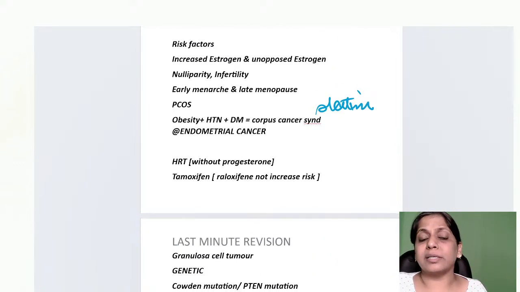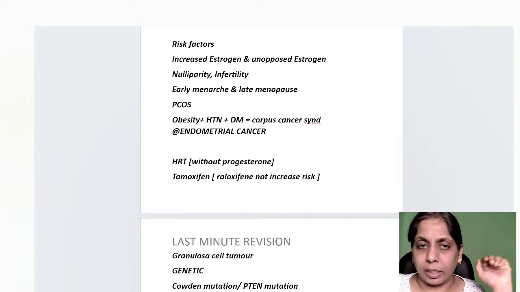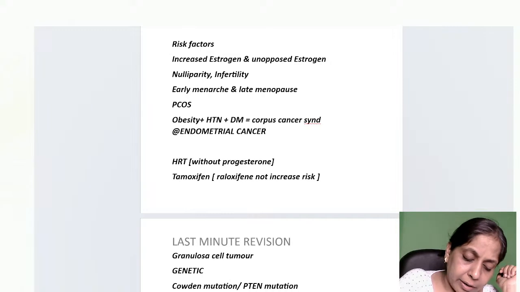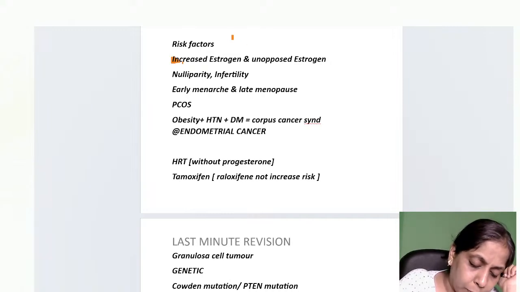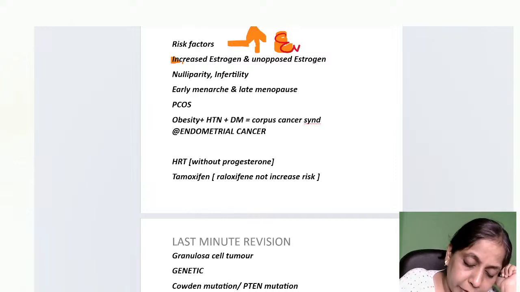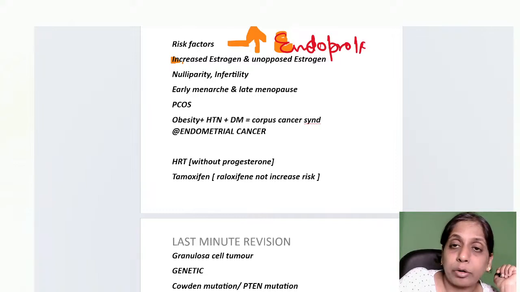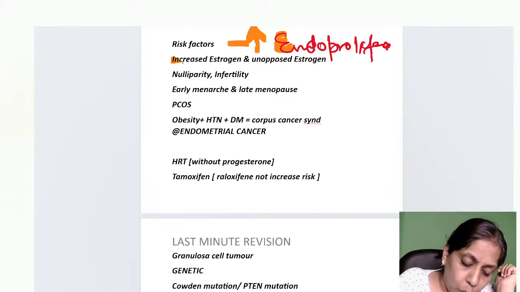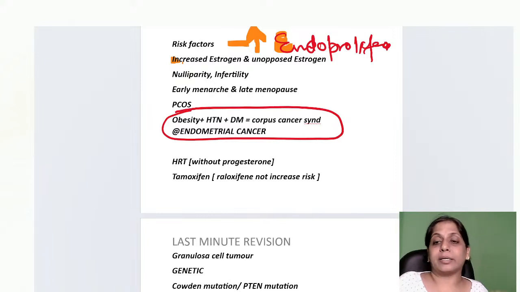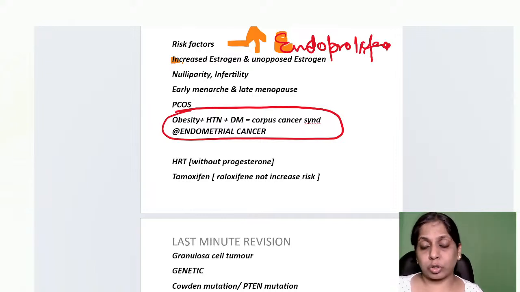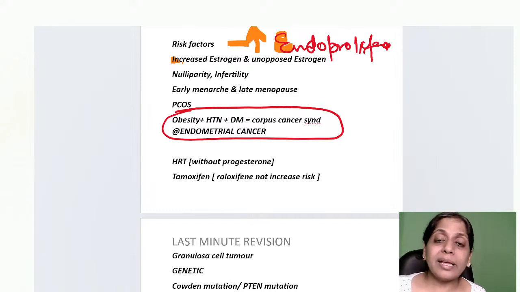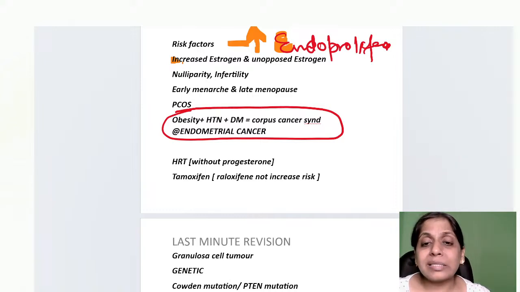Endometrial cancer risk factors are asked, nothing else is asked, don't worry. Endometrial cancer risk factors are mainly increased proliferation or increased estrogen. So obesity, hypertension and diabetes mellitus: patients who are obese, diabetic and hypertensive have increased cholesterol and very high chances of having endometrial cancer. And when they have it, this syndrome and association is known as the Cowden cancer syndrome.